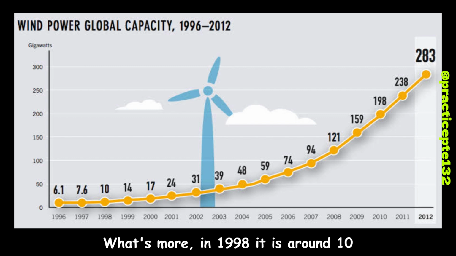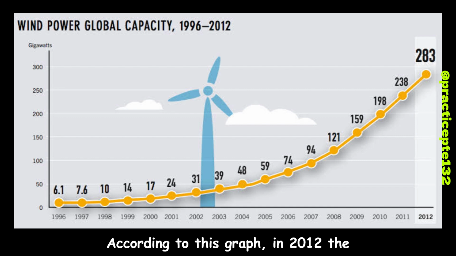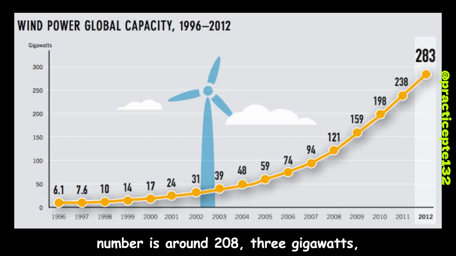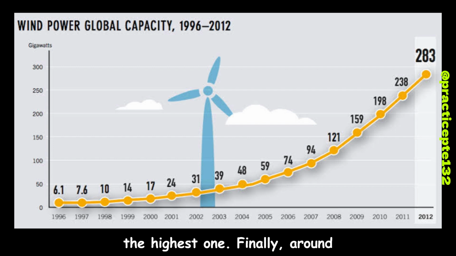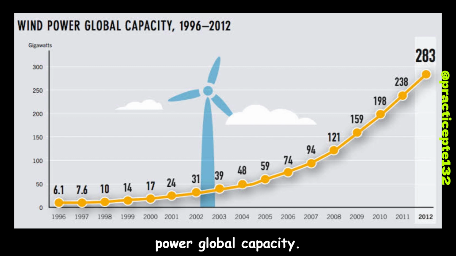What's more, in 1998 it is around 10 gigawatts, which is higher. According to this graph, in 2012 the number is around 283 gigawatts, the highest one. Finally, around 6.1 gigawatts occurs in 1996, and it is the lowest one. To sum up, the graph tells about wind power global capacity.